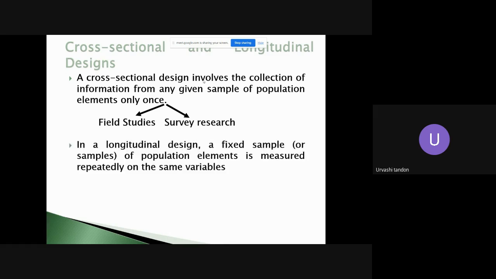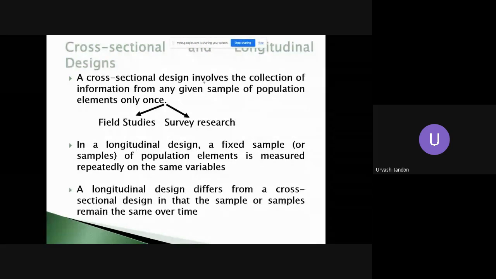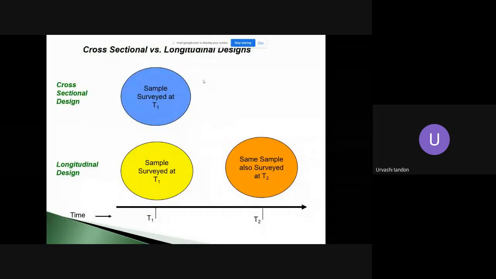And in longitudinal design, a fixed sample of population elements is measured repeatedly on the same variables, right? I'll give you this diagram, it will explain that, in cross-sectional the sample is surveyed only once, and in longitudinal the sample is surveyed twice, right? And the shorter form of longitudinal is the time series. I'll give you an example.